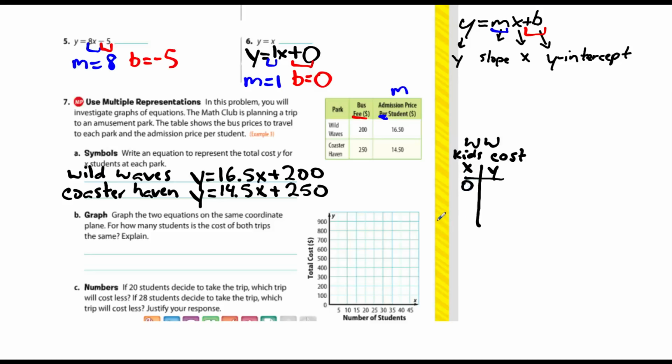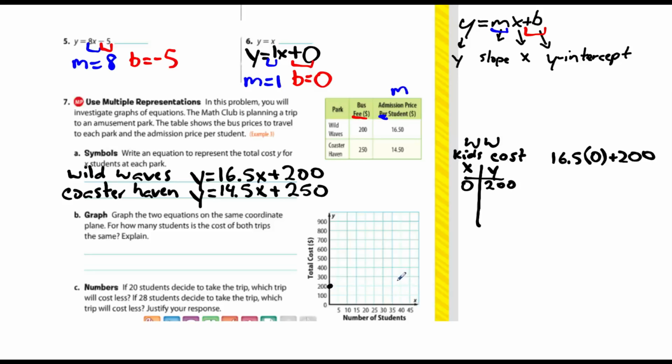So we're going to start with x as being 0. Here's our equation. So 16.50. We're going to replace x with 0 plus 200. 16.50 times nothing is nothing, plus 200 is 200. So for our first place, 0 kids go, cost $200.